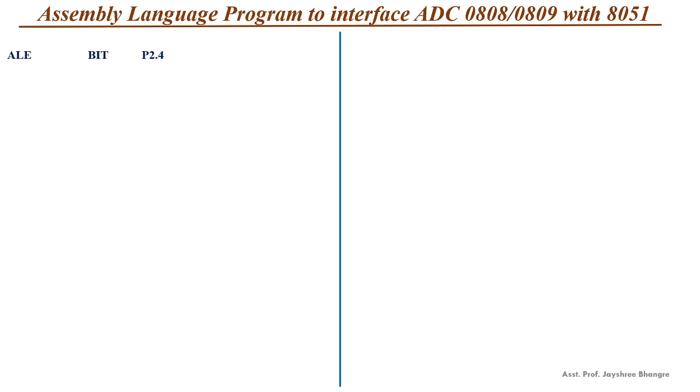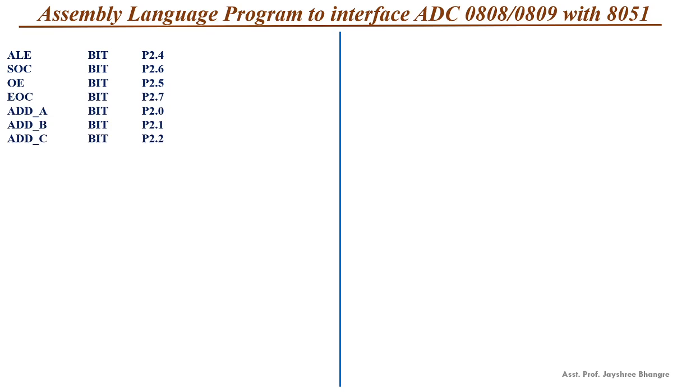So here again we are defining the P2.4 pin as the ALE pin, then the P2.6 pin as the start of conversion pin, the P2.5 pin as the output enable pin, P2.7 as the end of conversion pin, P2.0 as address A pin, P2.1 as address B pin, and P2.2 as address C pin. Now port 1 is defined as my data.